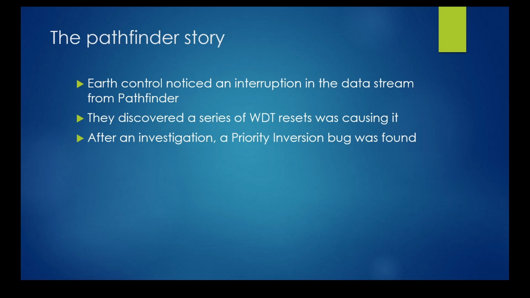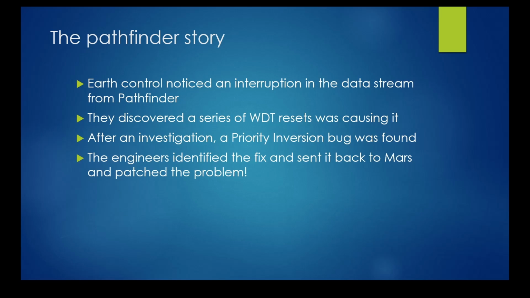Explaining what a priority inversion bug is is outside the scope of this talk, but in a nutshell, it means that high priority threads are not getting runtime because of actions taken by low priority threads. The system was using VxWorks as its operating system. They came up with the solution and were able to patch the system on Mars with it. What a magnificent example of great engineering.